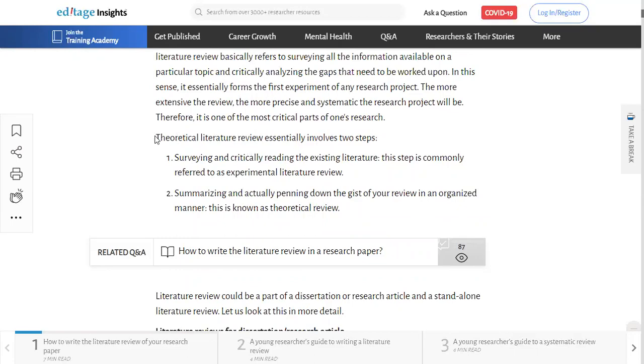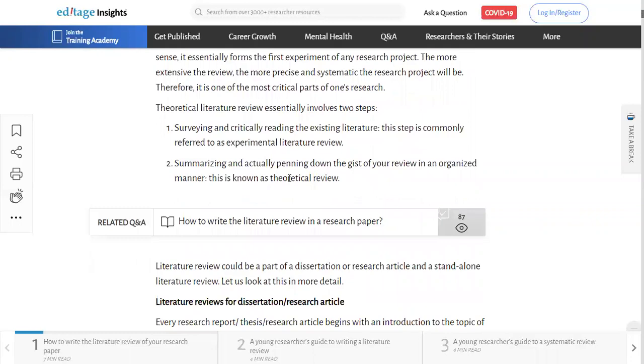So let's see right here, the theoretical literature review essentially involves two steps. Number one, surveying and critically reading the existing literature. So in this case, what I already exposed: you're going to read a lot in order to determine if this works for the theoretical part or not. And then summarizing all, actually penning down the gist of your reviewing in an organized manner. So this is known as the theoretical review.